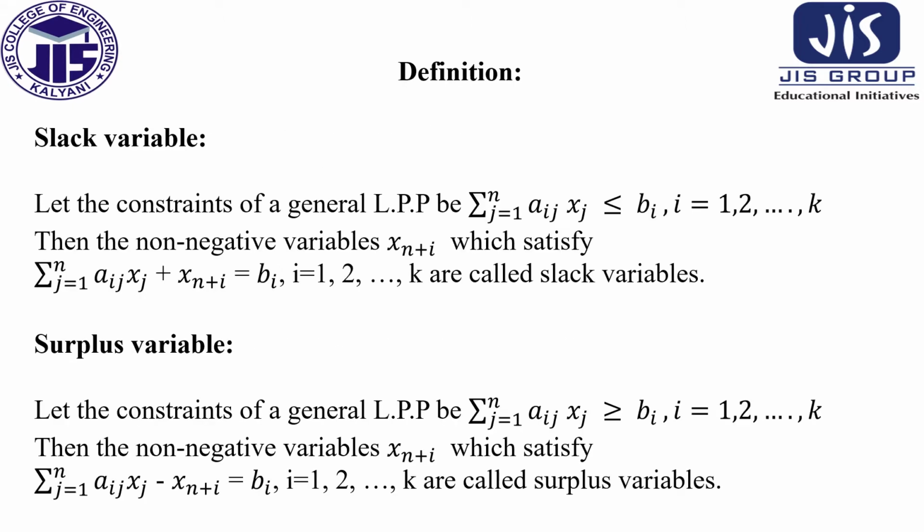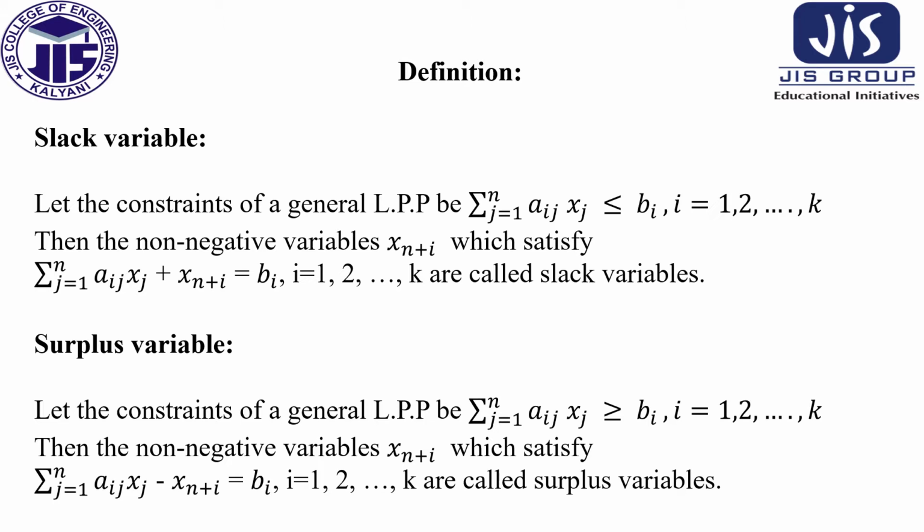Before starting the simplex method, some definitions are required. What is a slack variable? Let the constraints of a general LPP be summation j equal to 1 to n, aij xj less than or equal to bi, where i varies from 1 to k. Then the non-negative variables x(n+i), which satisfy summation j equal to 1 to n, aij xj plus x(n+i) equal to bi, where i varies from 1 to k, are called slack variables. One example I am giving here.